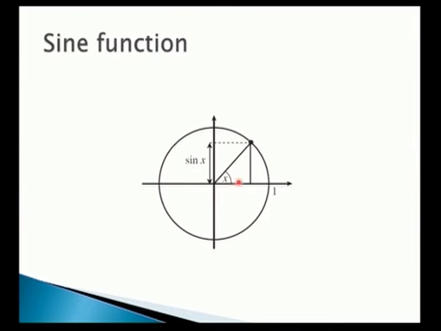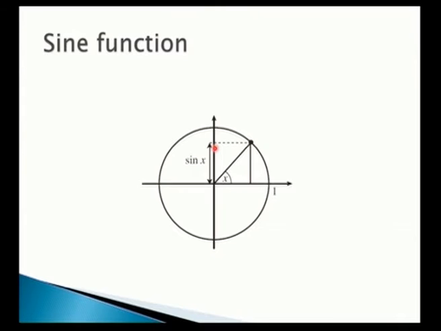Then hypotenuse is the side opposite to the right angle. Here this is that right angle, that is 90 degree. So this is the hypotenuse. So sine function sin theta is defined as opposite side by hypotenuse. This is how sine function can be defined and understood.